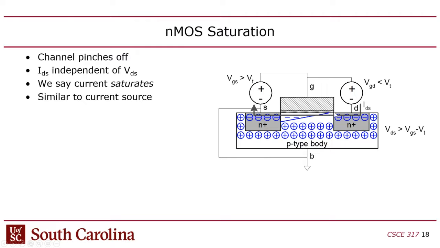You end up with an area on the right-hand side here with very little charge carriers, and on the left-hand side you have your charge carriers. So the effect of that is that it prevents you from continuing to increase the current through the transistor as you increase the voltage. So that's saturation mode.